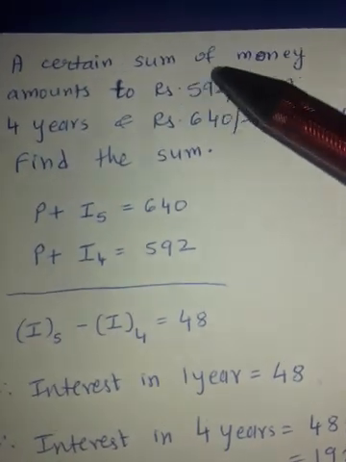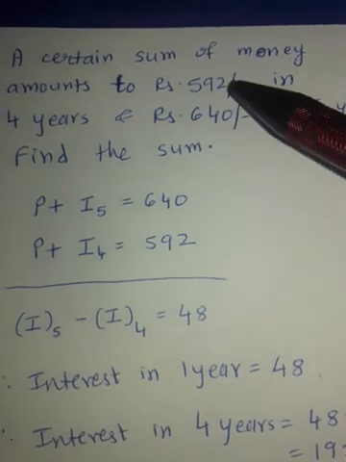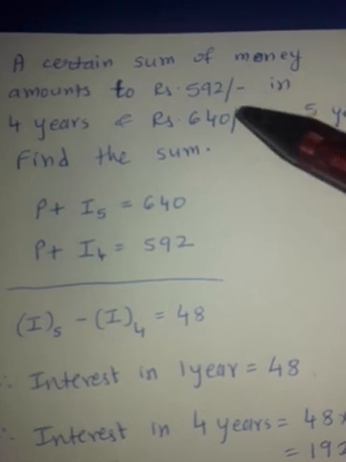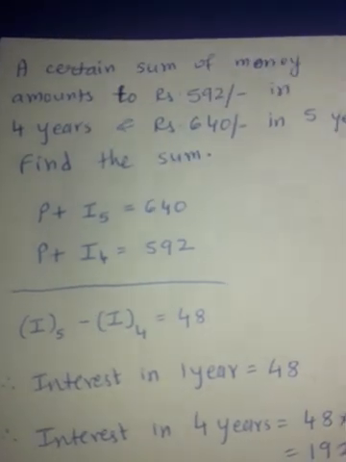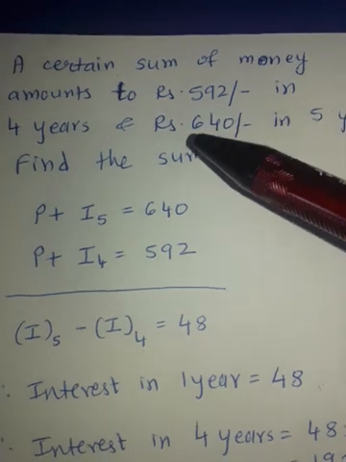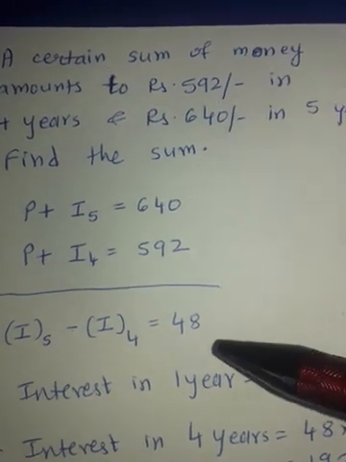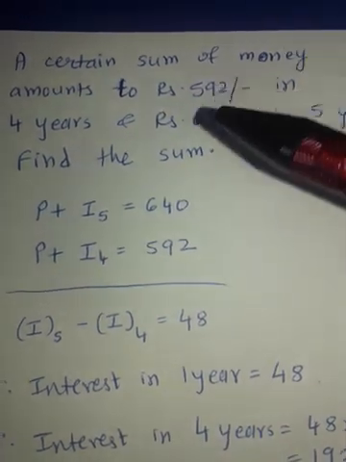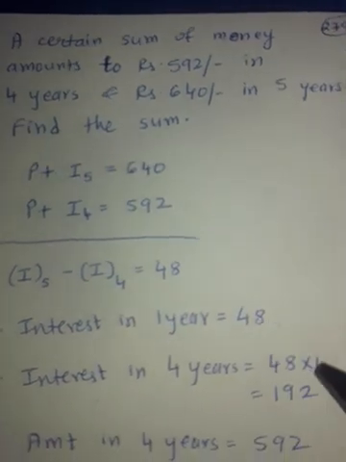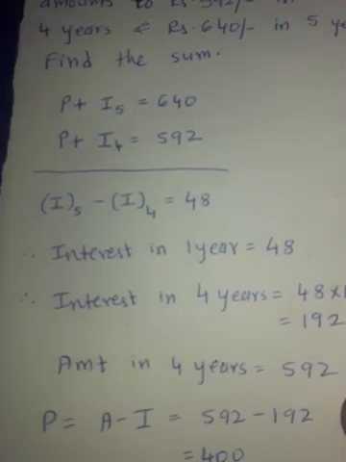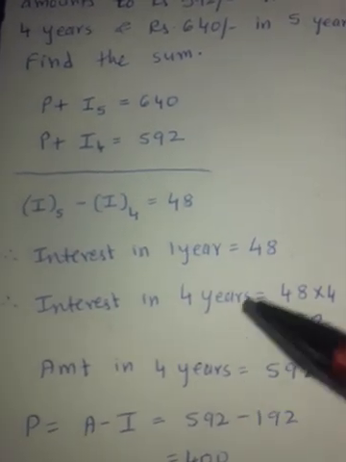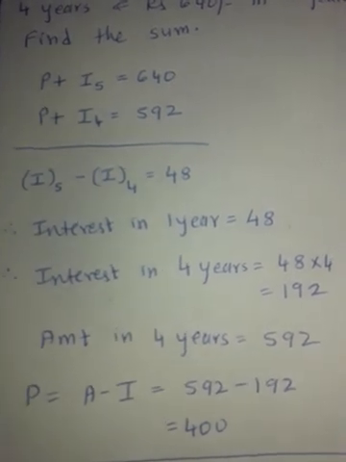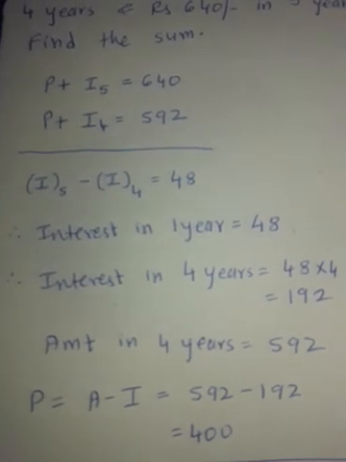What are we given? Amounts for 4 years and amount for 5 years. Just make the subtraction. Subtraction is also oral, numbers are easy. And 5 years and 4 years, so difference is 1 year. So for 1 year interest is 48. That means now we have amount for 4 years, so I am going to find interest for 4 years. 48 into 4, that is 192. And then just make the subtraction. Amount minus interest. So principal is 400. It's just an oral example and very easy.